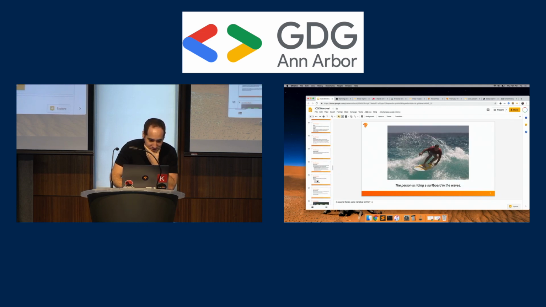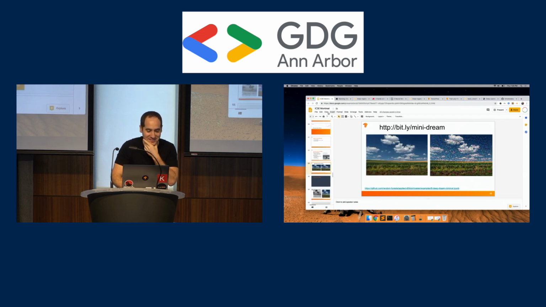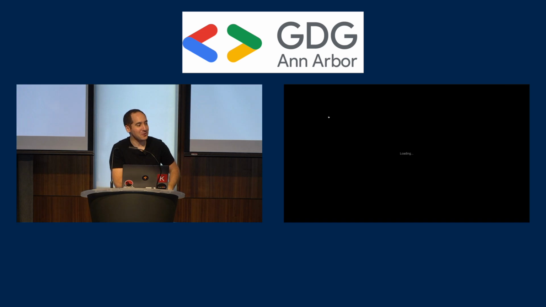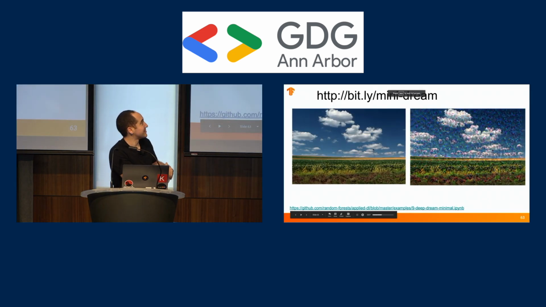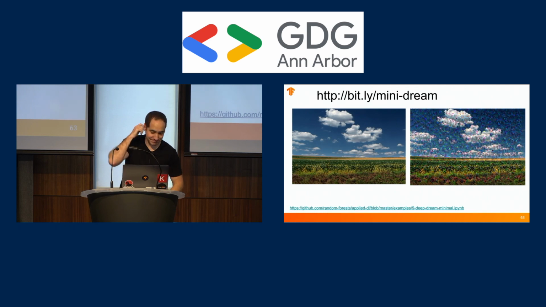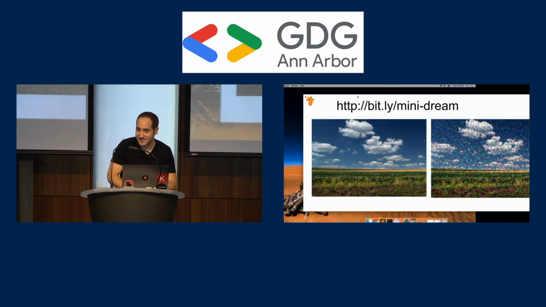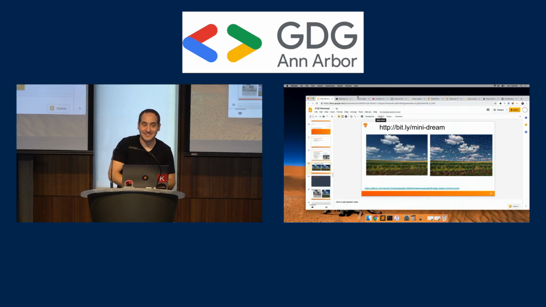So let's do something more advanced. I will arbitrarily choose Deep Dream, which I have a crappy slide for because I made this at the last second. But here's code you can use, and then I'll explain what Deep Dream is. The code for this is bit.ly/mini-dream. So it's mini dream with the dash. Let me show you what Deep Dream is, and then we'll talk about why it is and how it works.